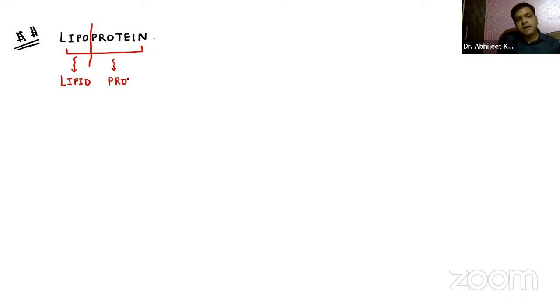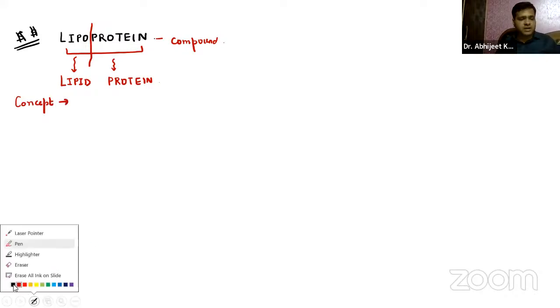We have lipid and we have protein, right? It is a compound that is having two components, guys. It is having lipid also, and it is having protein also. Now, what is the concept, guys, over here? Why is there a need of lipoprotein in our body?